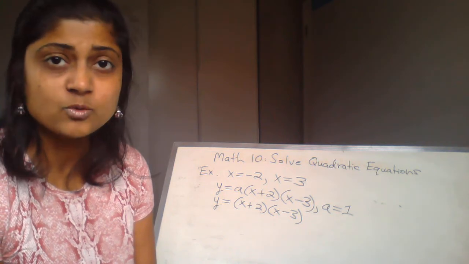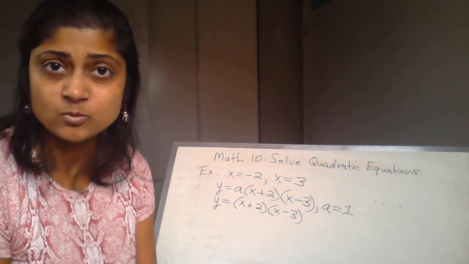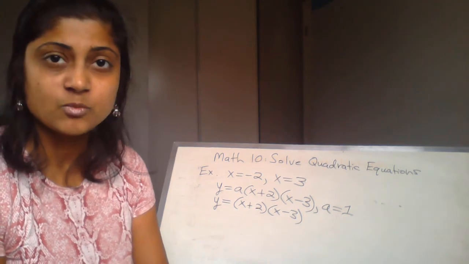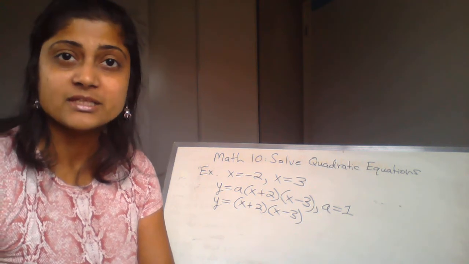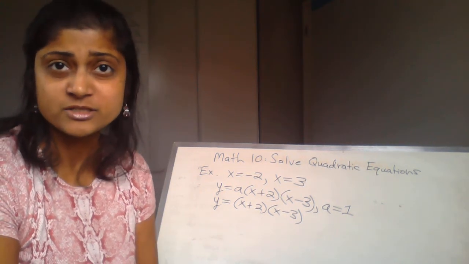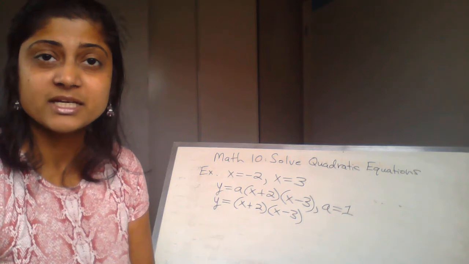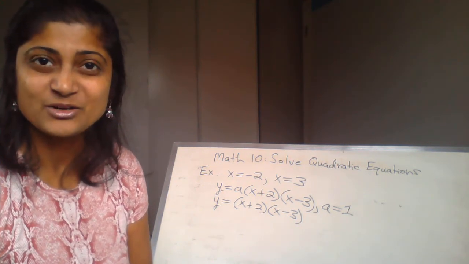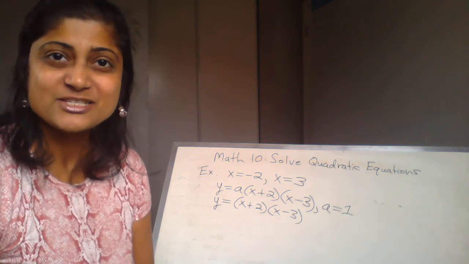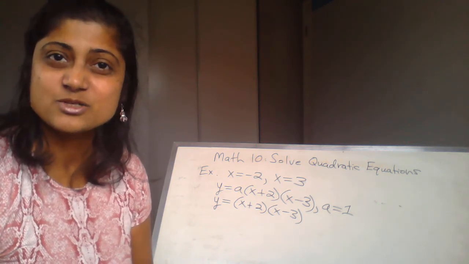If the a value was greater than 1 or less than 1, the question would give you more information, such as the vertex or another point that actually lies on the quadratic function. And that way you would be able to plug it into the equation and solve for the unknown value of a. Alright, so if there are no questions, that brings this video to an end.